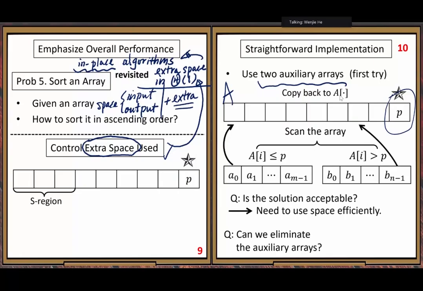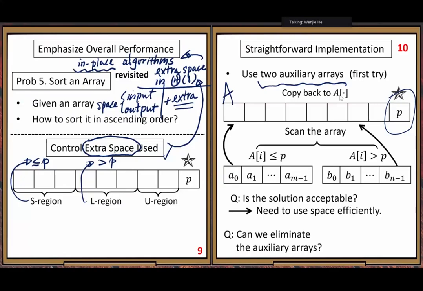So we divide the storage locations in the original array into a few regions. First, the S region. S refers to smaller than P. Then the L region, larger than P. L refers to larger. These two regions. Then there is one more region, the U region, unprocessed, because the data has not been processed.